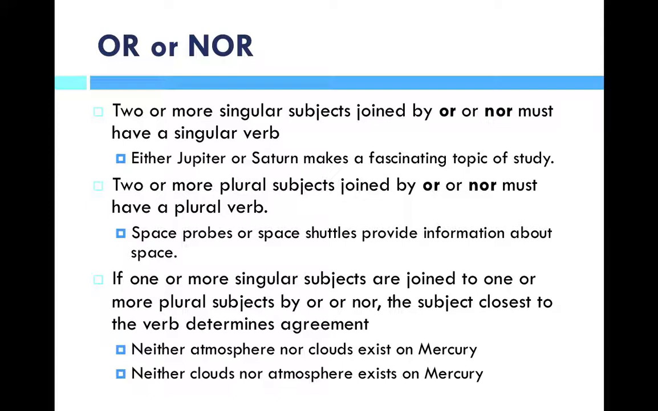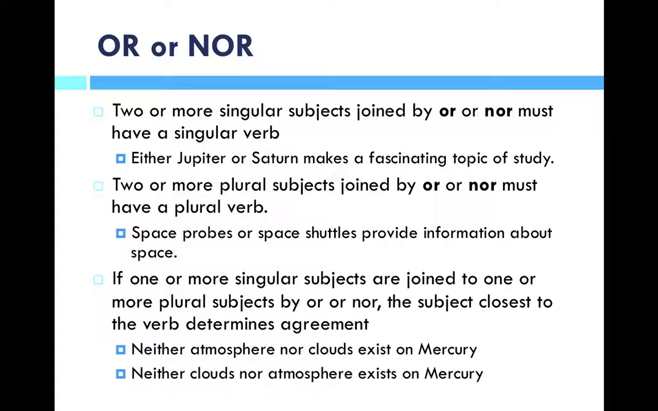Two or more plural subjects joined by or nor must have a plural verb. So space probes or space shuttles provide information about space. Again, we're not saying both space probes and space shuttles, we're saying one of the two. But because those subjects are already plural, we still use the plural verb.